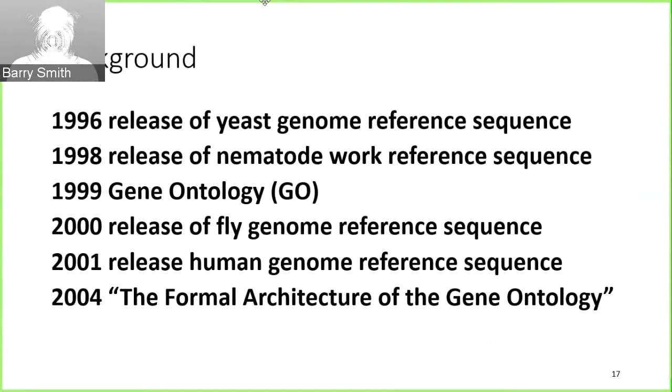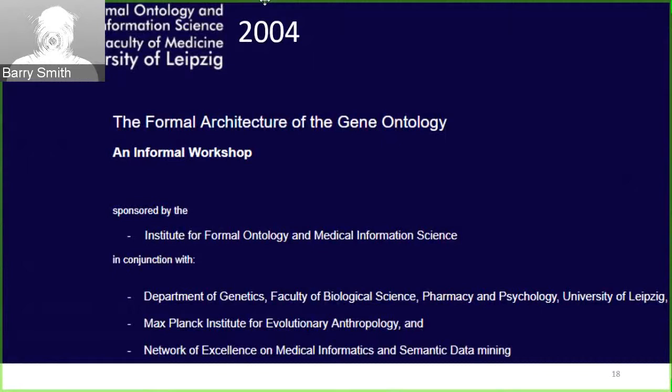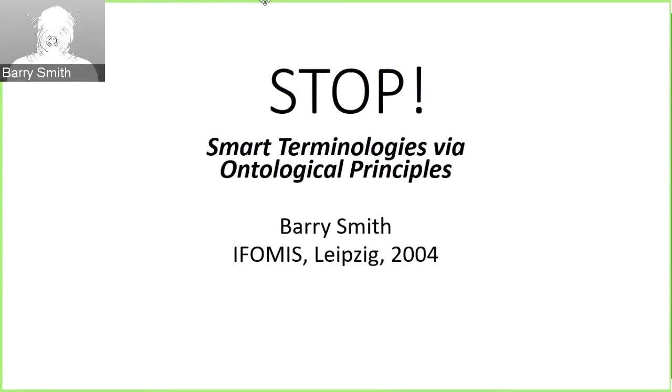So I organized a meeting. I had lots of money, so I invited the leadership of the gene ontology to my institute in Germany to a meeting called the Formal Architecture of the Gene Ontology. At that meeting, I gave a talk called Stop. My idea was that the gene ontology was doing some things wrong. I'm just going to give you a few examples of things that they were doing wrong.